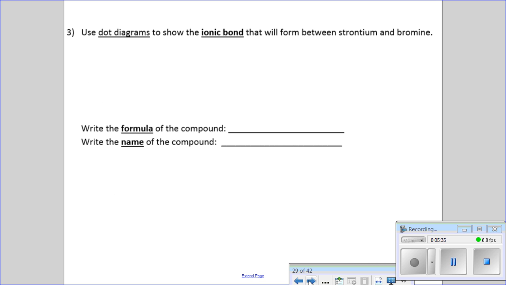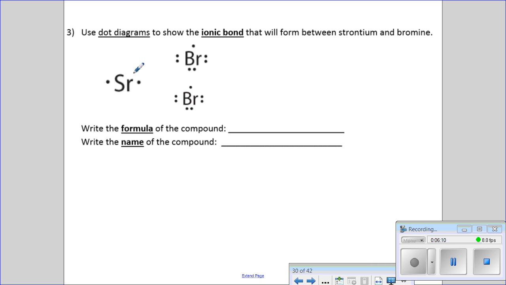Okay, now we want to use dot diagrams to show the ionic bond that will form between strontium and bromine. And then we're supposed to write the formula and the name of the compound. So with ionic bonds, you're drawing the dots and all that, but you're not showing shared pairs of electrons. So you're not showing single, double, and triple covalent bonds. You're showing how positive ions and negative ions are formed and how they'll attract each other.